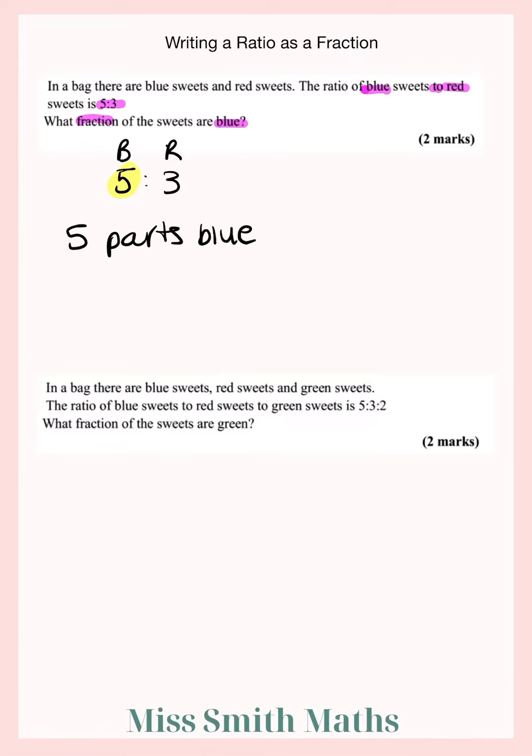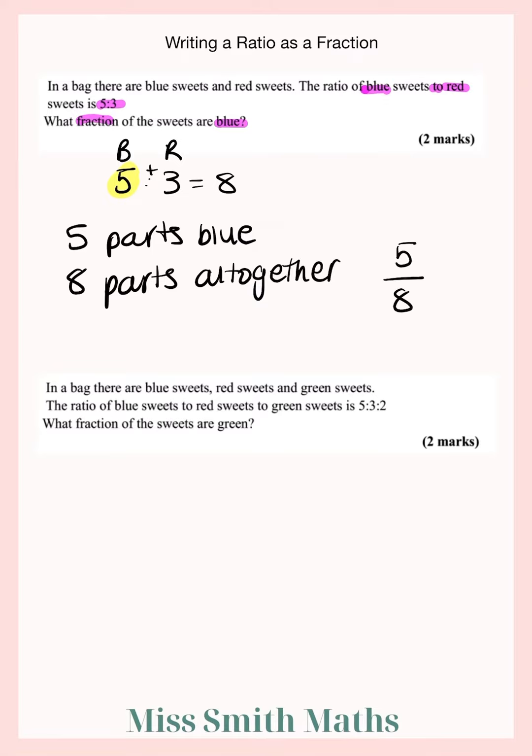Now, that's what's going to go at the top of my fraction because that's what I've asked to look at, the blue. But on the bottom of my fraction, it has to be how many parts there are altogether. And altogether, 5 parts blue, 3 parts red, there are 8 parts altogether. So to write that as a fraction, I would write 5 for my blue out of 8. If it asked you to write it in its simplest form, it would mean you'd be able to simplify the fraction, but in this case we can't.